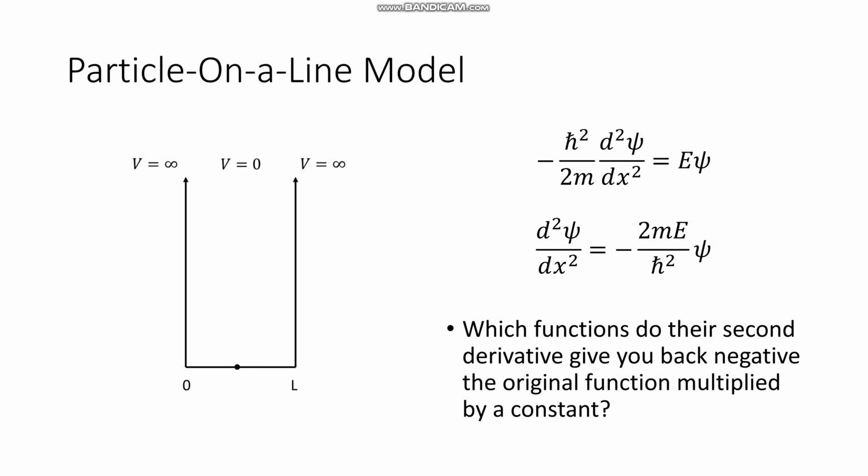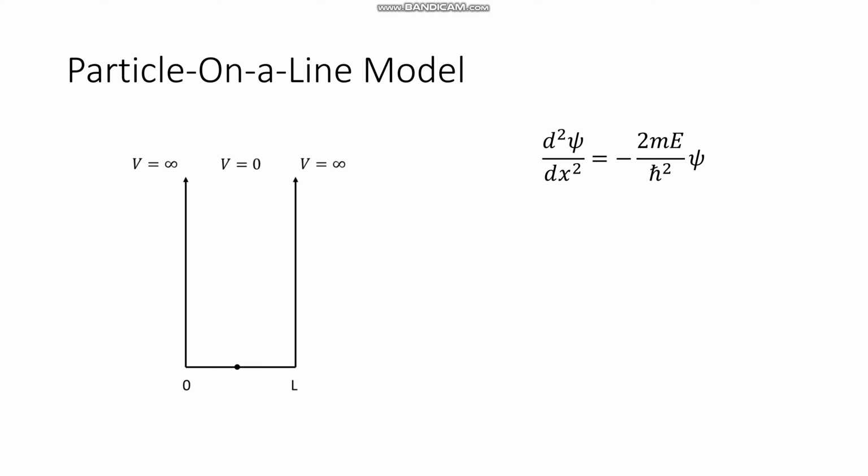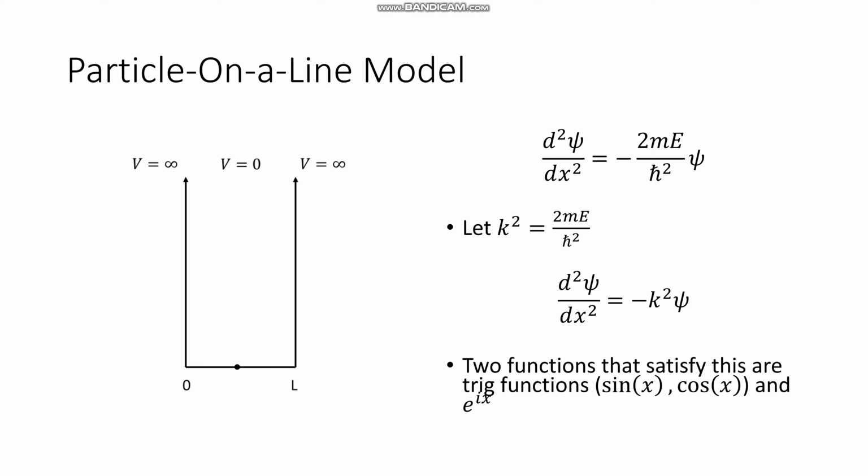There are a few functions that come to mind. If we let that constant be k squared, we may be able to see it a little bit better. The second derivative of some function with respect to x equals negative k squared times that original function. There are a few functions that do this. The trig functions do it, sine and cosine, and e to the ix, or e to the negative ix works as well.